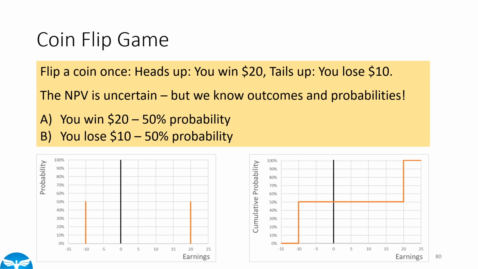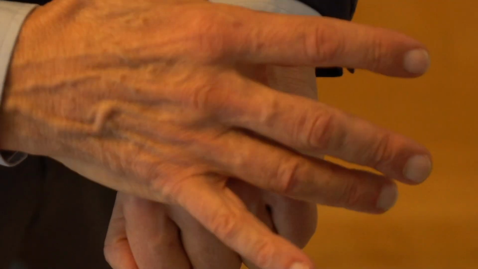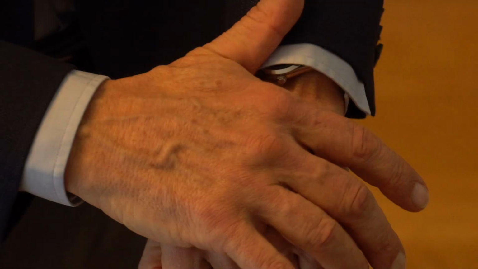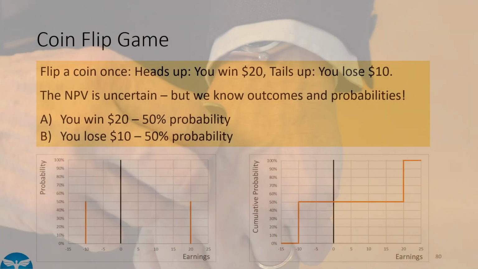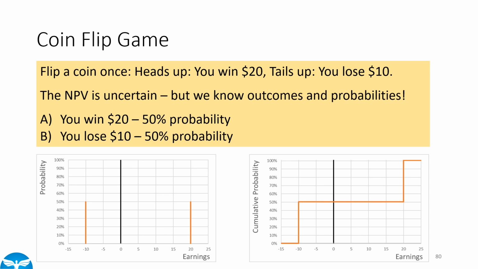So to make it simple to start with, instead of doing an aircraft loan or an aircraft lease, we're going to play a game where I'm going to flip a coin, and if heads comes up, then you win $20, and if tails comes up, then you lose $10. You have to pay me $10. Okay, so the present value, or in this case earnings, because there is no concept of payments in the future, this is all now that we play this game.